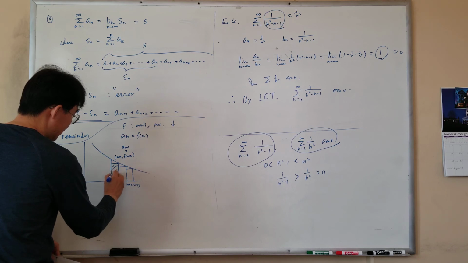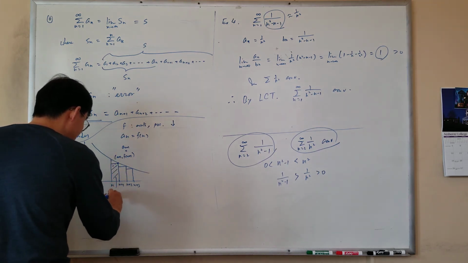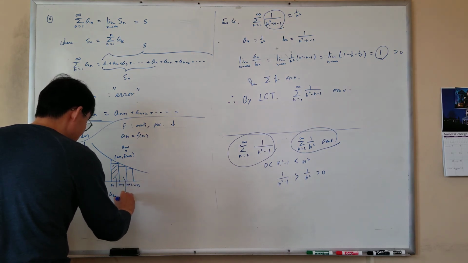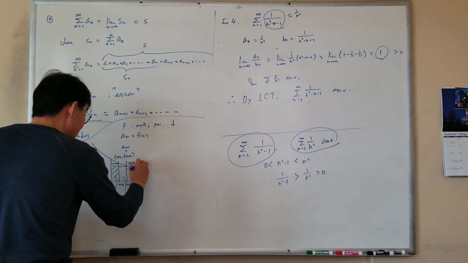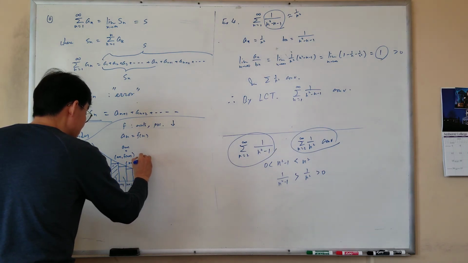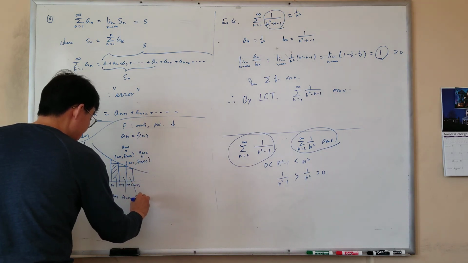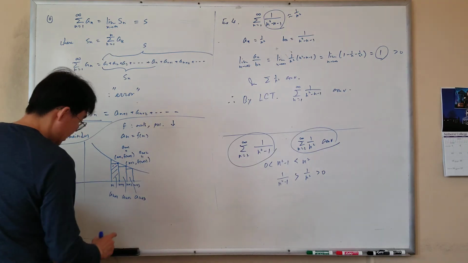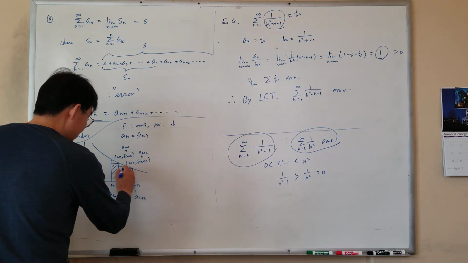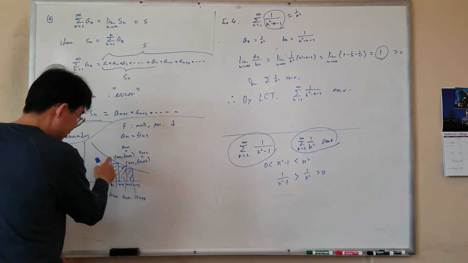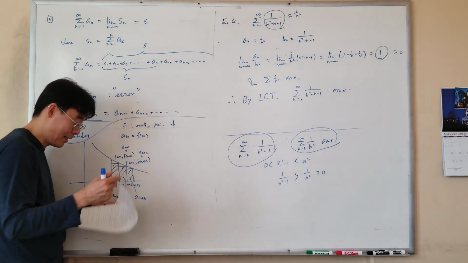So this area is base 1 times height. So this area is An plus 1. This area is An plus 2, right? Because this is n plus 2, f of n plus 2. This is An plus 2. Same thing for this, n plus 3. So if you see this, the sum of the areas of these rectangles will be smaller than the area of the region under the graph, right?